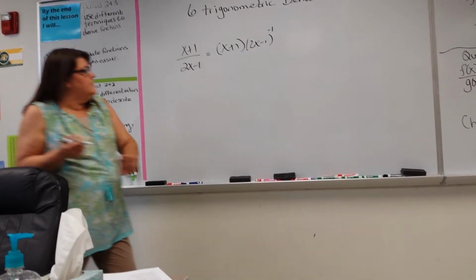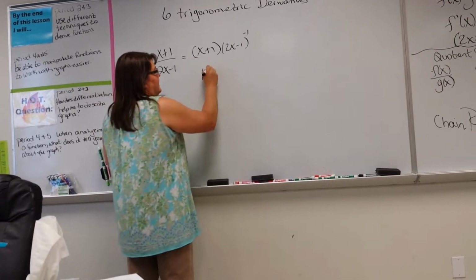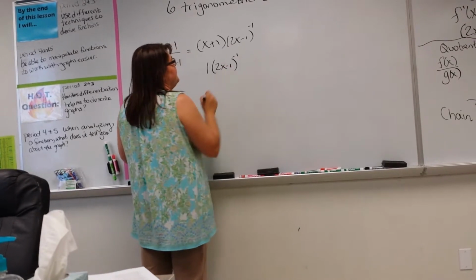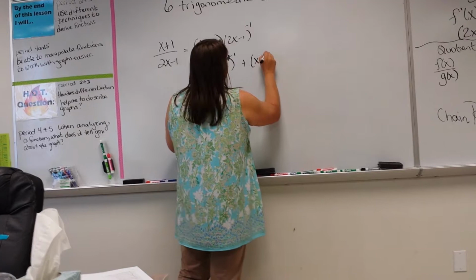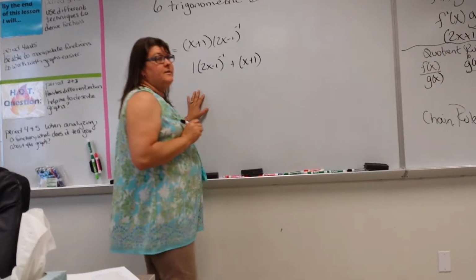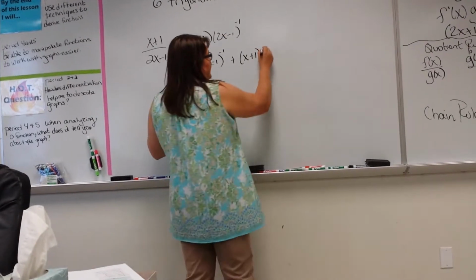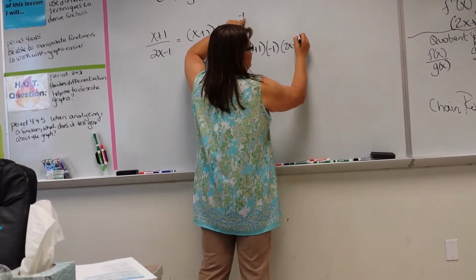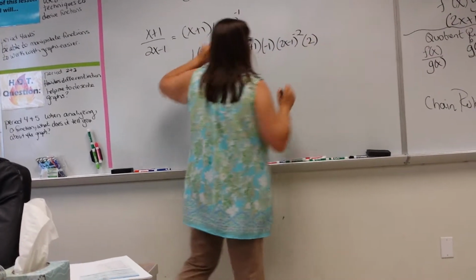Everybody okay? So the derivative of the first is 1, and then times the second as it is. So far, so good. And then plus the first times the derivative of the second. And that's where chain rule comes into play. So times negative 1, 2x minus 1 to the negative 2, and then times 2.